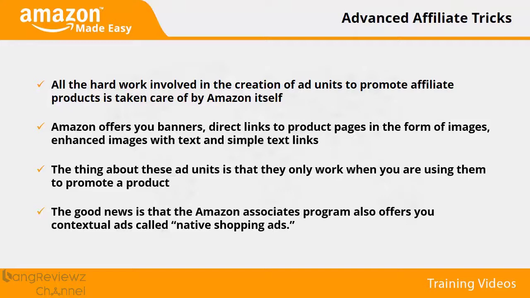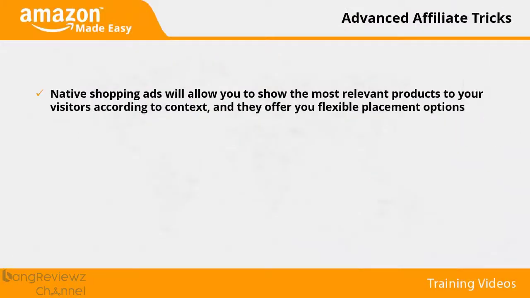You copy a native shopping ads code to your website, and your visitors will see the product ads according to the context. For example, if you have a photography website, your visitors will see ads for photography equipment. Native shopping ads will allow you to show the most relevant products to your visitors according to context, and they offer you flexible placement options. They are also responsive, so your visitors can have a seamless experience with these ads on any device. Lastly, they are easy to implement. You just have to set the code once and forget about it.